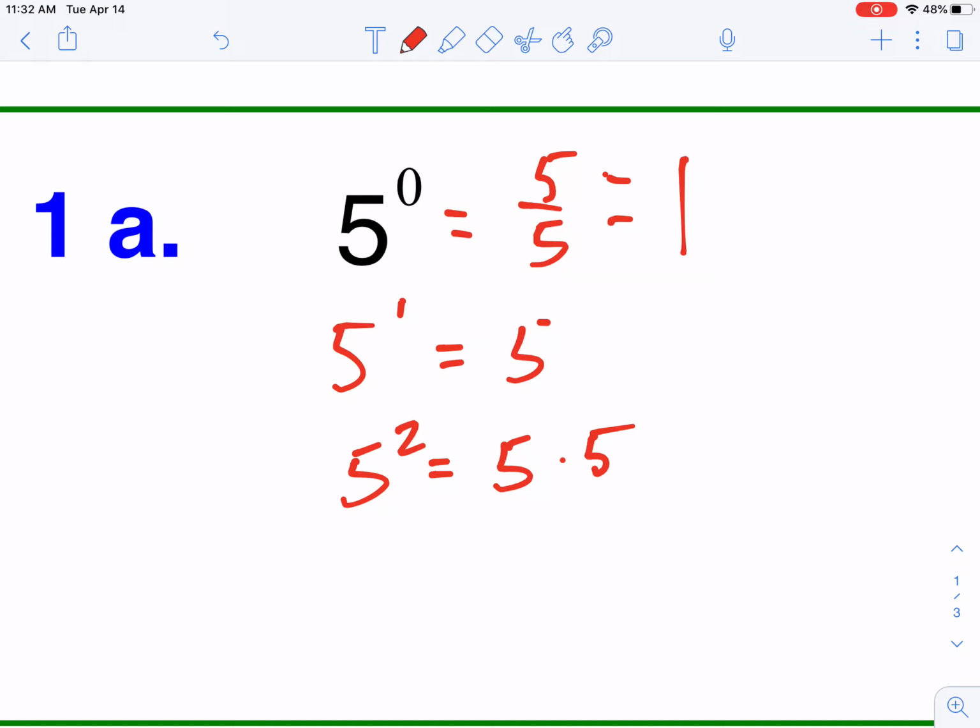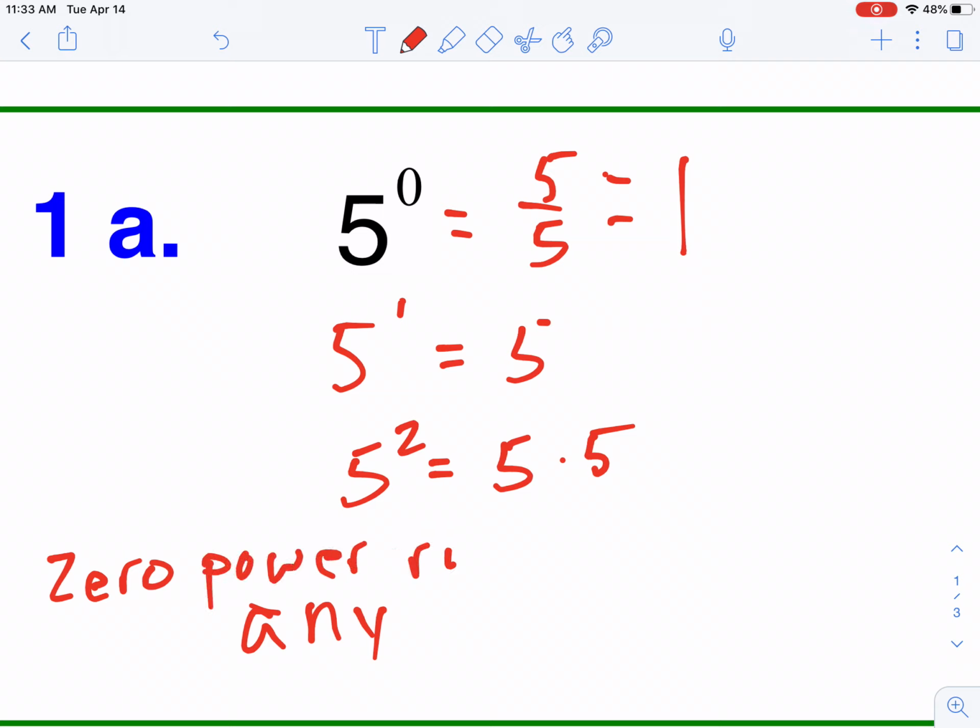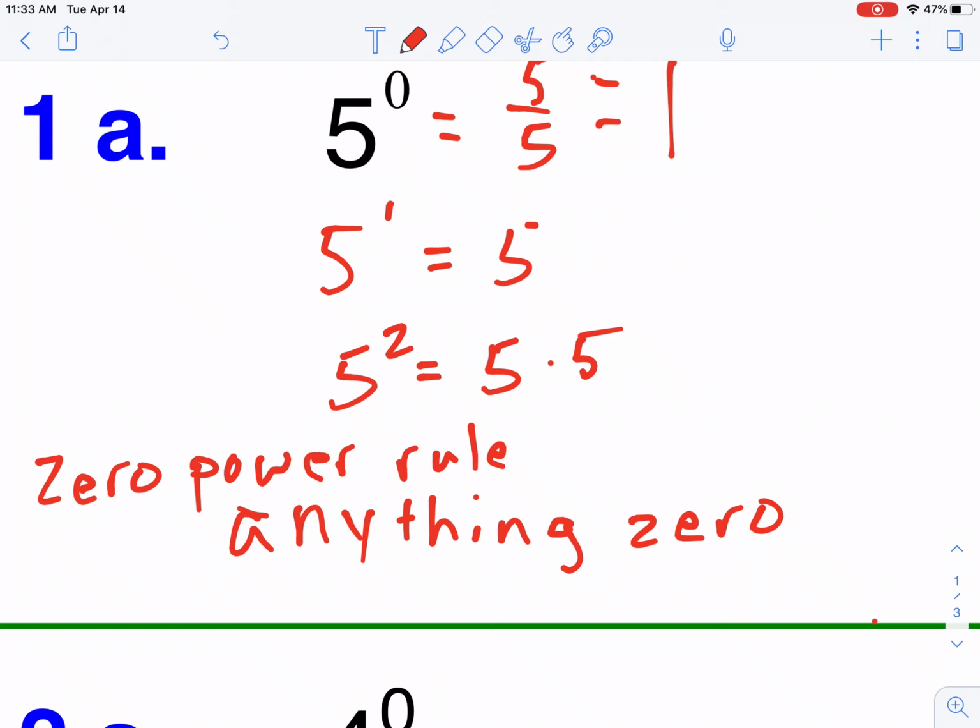So here's the really cool trick. This is called the zero power rule. It doesn't matter what the number or letter is. Anything that has 0 as a power is automatically going to be 1.